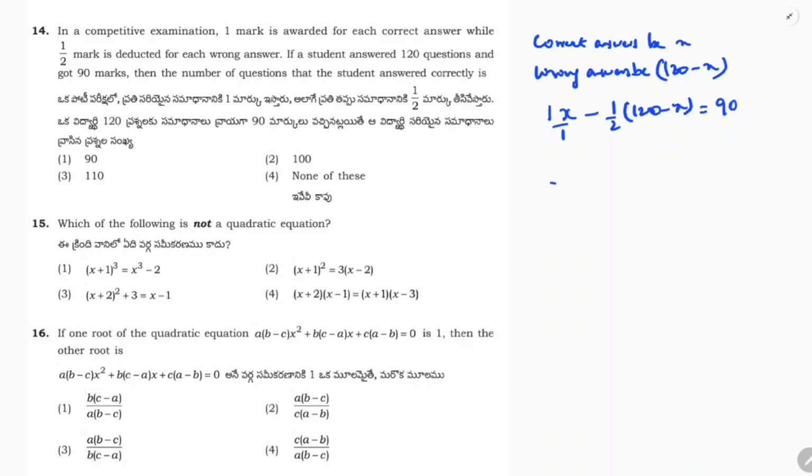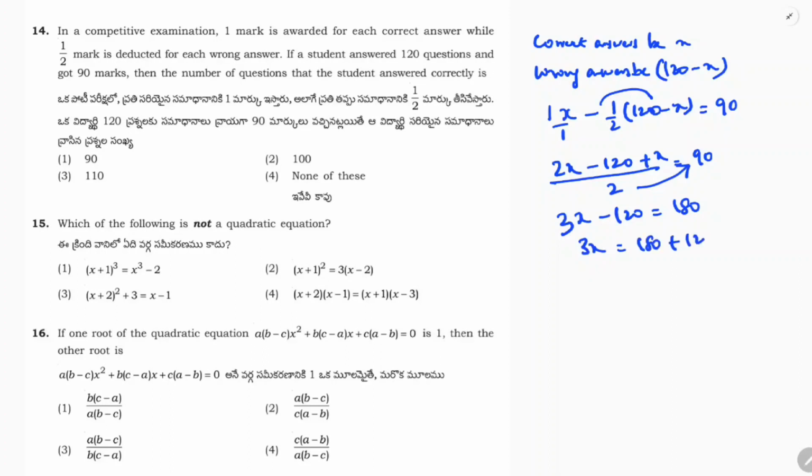So now if we take LCM here, LCM is 2. So 2x minus 120 minus into minus plus x, so 2x plus x. So 3x minus 120 is 2 times 90, which is 180. So 3x is 180 plus 120. 3x is 300. x is 300 by 3. x is 100. So x is nothing but number of correct answers. So in the question they are asking the number of questions that the student answered correctly. It's nothing but 100. So the correct option is 2.